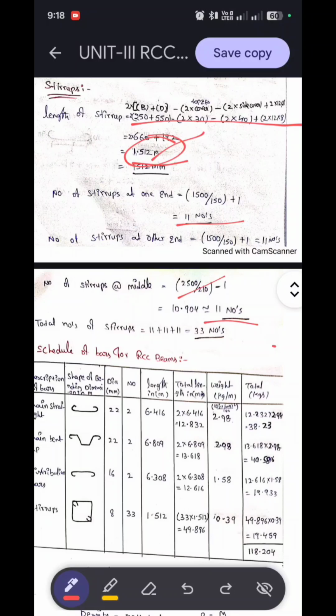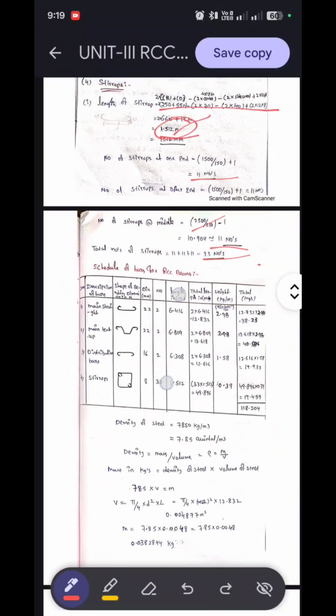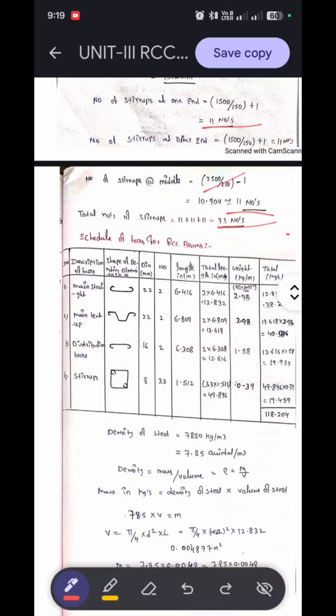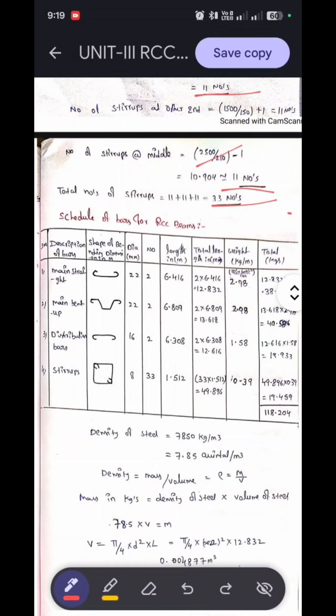So total number of the stirrups is 11 plus 11 plus 11, each end was 11 and the middle portion was 11. So the total number of the stirrups is 33 numbers. And it is clearly mentioned, the schedule of the bars for the RCC beam. First draw the table: serial number, description of the bar, shape of the bending, dia, numbers, length, total length, weight and total weight in kgs.